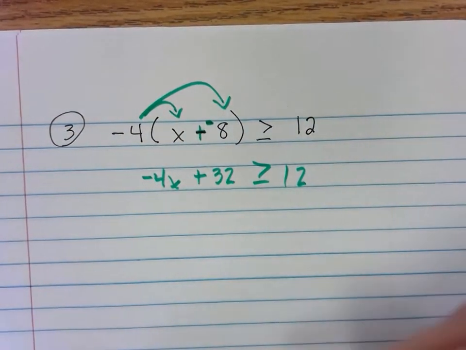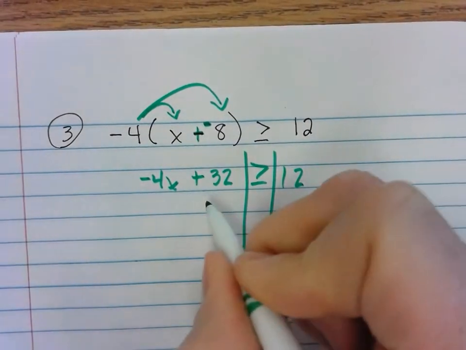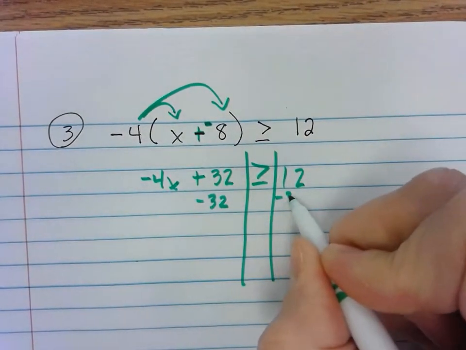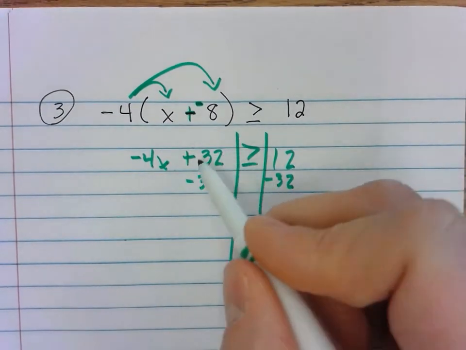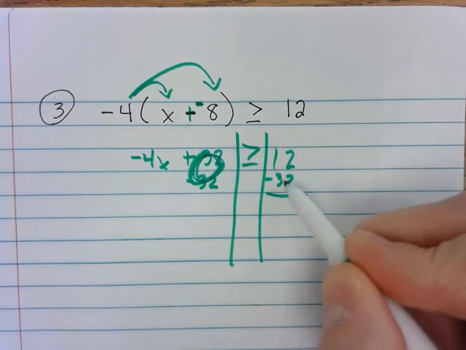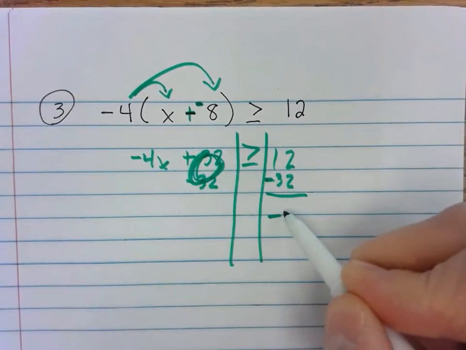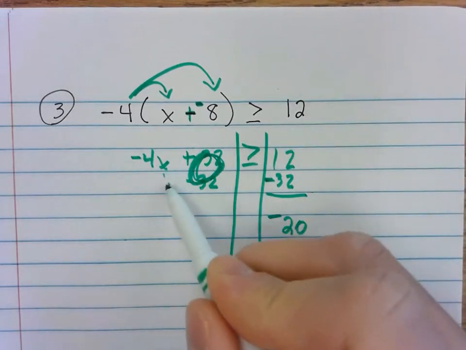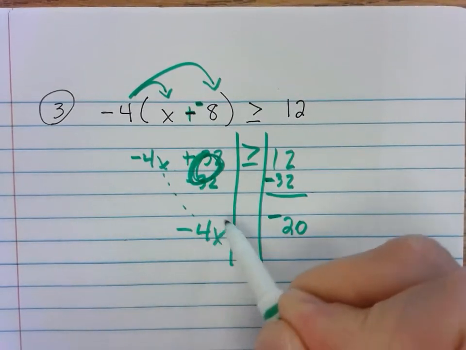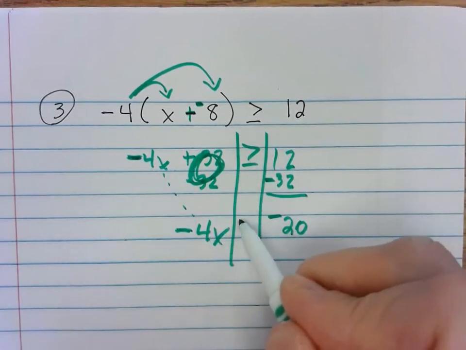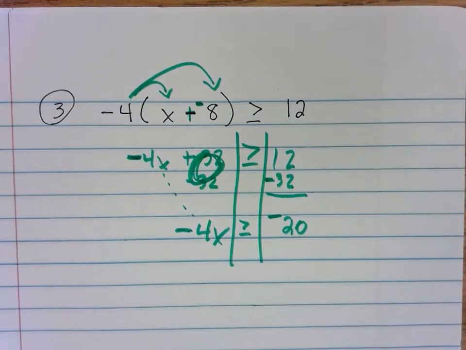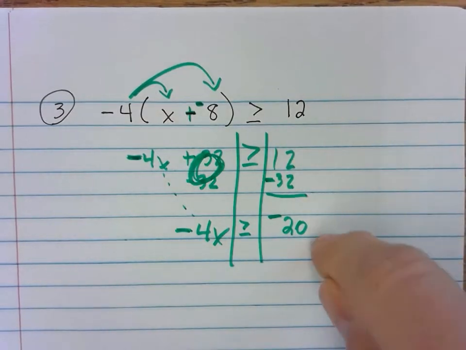All right, now, going to put down my train tracks. Going to subtract 32 from the left, which means I've got to subtract 32 from the right. These 32s right here are going to cancel out because they're a zero pair. 12 and -32, I've got more negatives than positives, so that's going to give me -20. Now I'm just going to trot this down here: -4x. Make sure you copy down the negative sign, people. -4x is greater than or equal to -20 is what I've got at the moment. 12 plus -32 is -20.